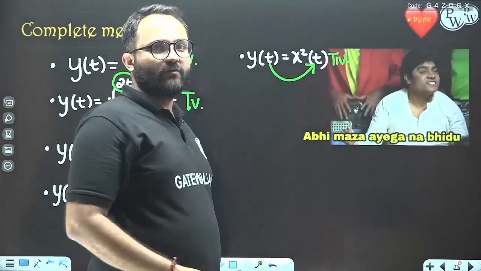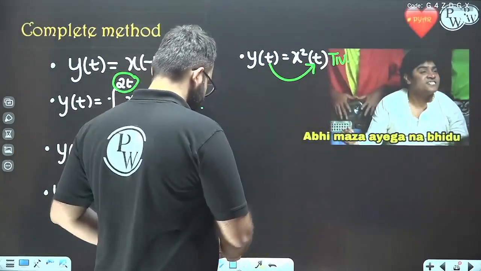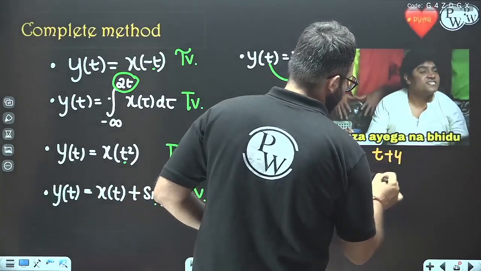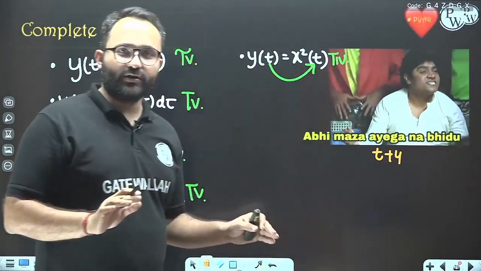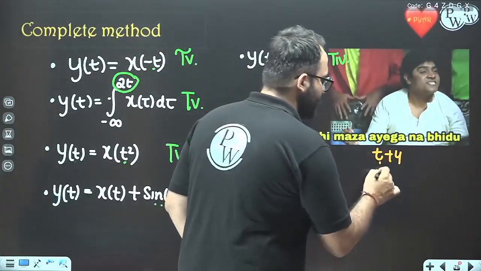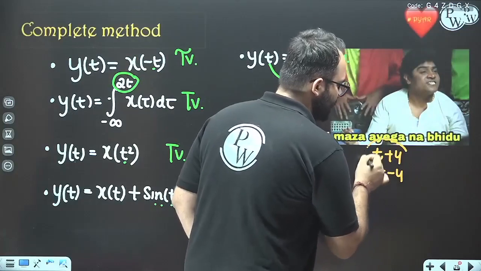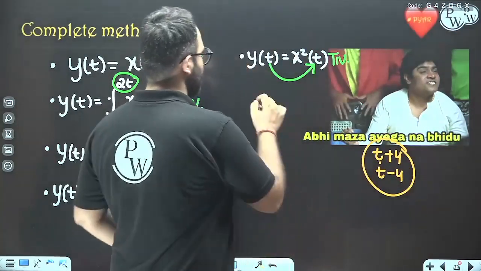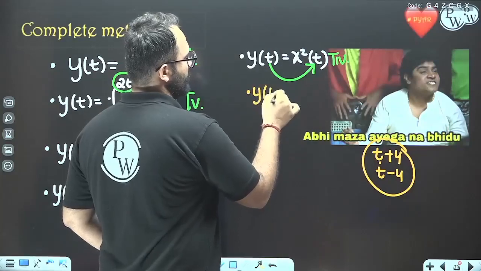Okay. So always remember that if the variable is t plus 4, then it is not called manipulated. Okay. Because variable t is intact. We have just added 4. Similarly, if we have t minus 4, this is also not called manipulation. These two are not called manipulation. Okay. Just an example.